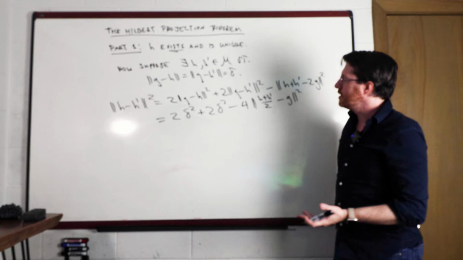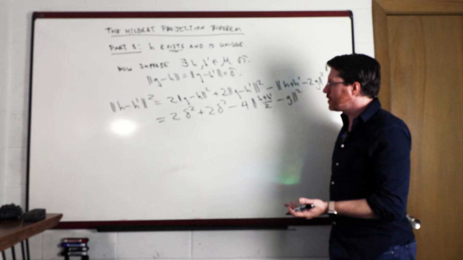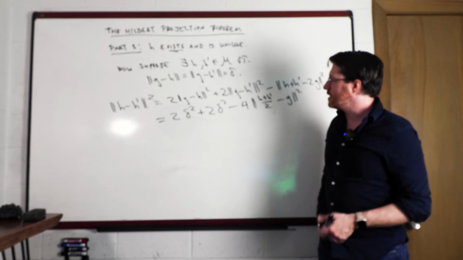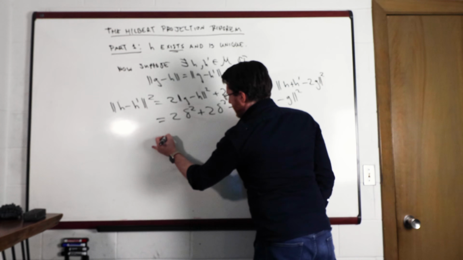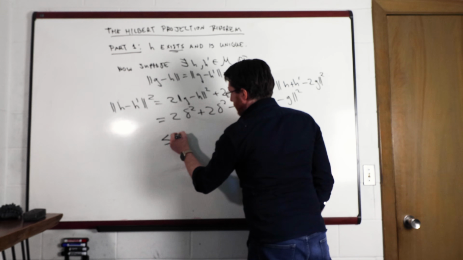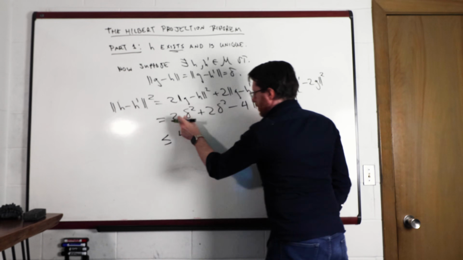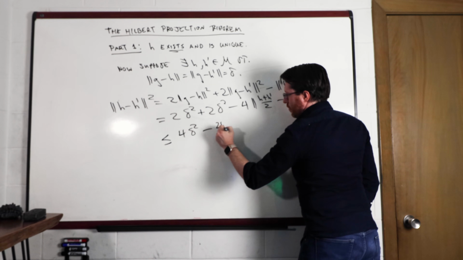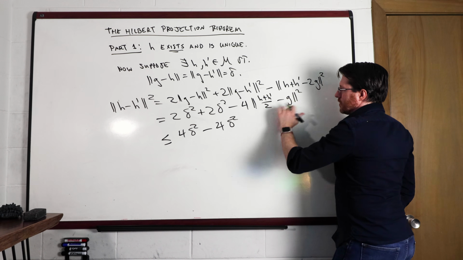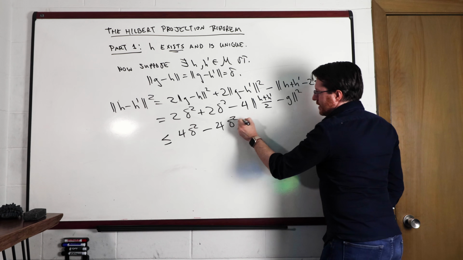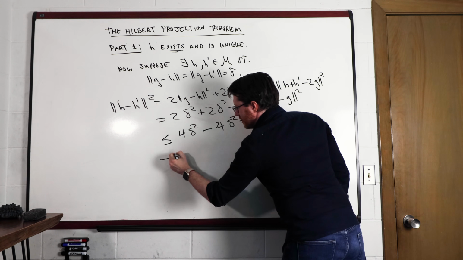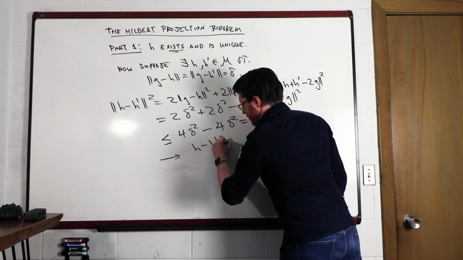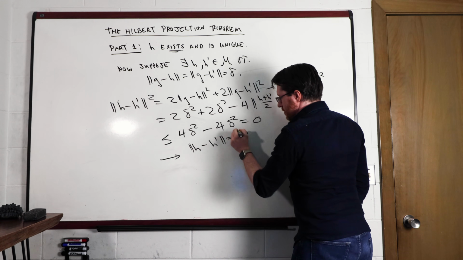We don't know that the average is a minimizer, but we do know that the very least this could be is delta. So what we know then is that this is less than or equal to, say, 4 delta squared, combining these two, minus 4 delta squared, replacing this with the smallest value you could possibly take. And that is equal to 0, which means that the norm of H minus H prime is equal to 0.